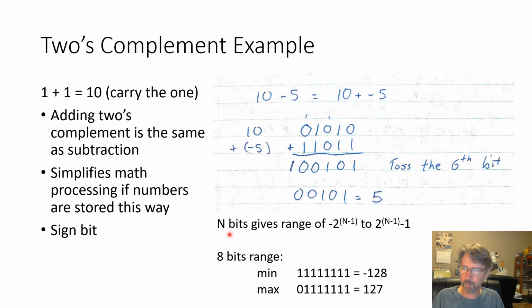So if you have an n-bit system with 2's complement, you can count from -2 to the n-1 power, and then the biggest number you can store is 2 to the n-1 minus 1. With positive numbers only, you can go from 0 to 2 to the n minus 1. So an 8-bit positive number would be 0 to 255. With 8-bit 2's complement, the smallest number would be negative 128. That would be all ones. And the largest positive number would have a 0 in the sign bit and all ones, and that's 127. So rather than 0 to 255, you're negative 128 to 127, and that works out just fine.